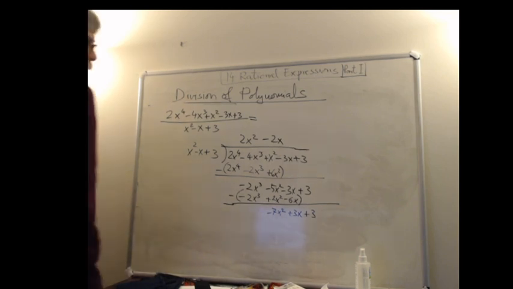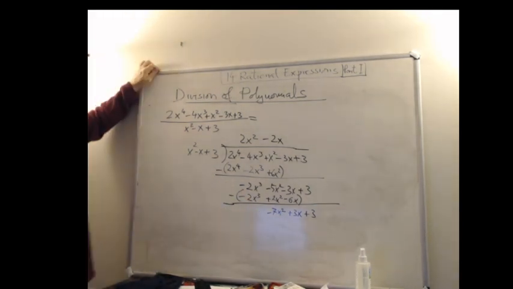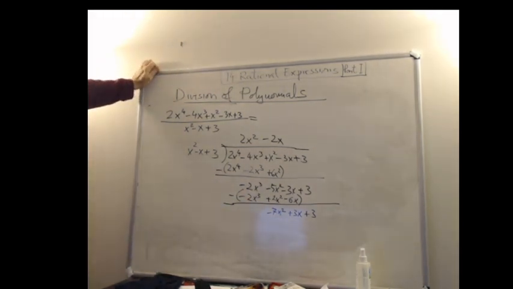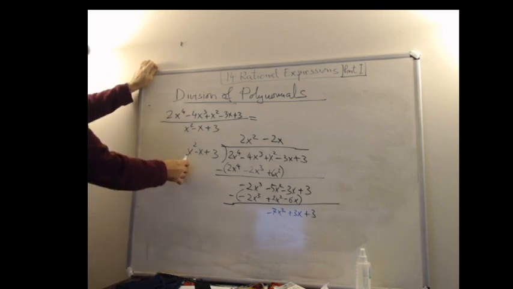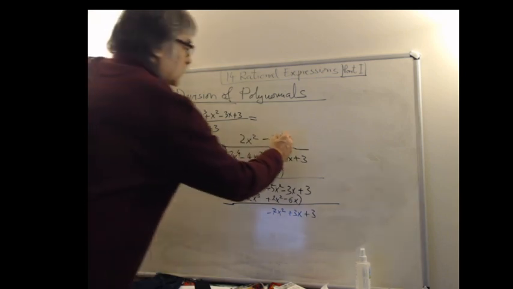Again, am I done? No, of course not. This is a square here, this is a square here. They have the same degree. Remainder must have smaller degree. So you're not done. One more step. How do you multiply this guy with what to get negative 7x squared? Well, you need negative 7.